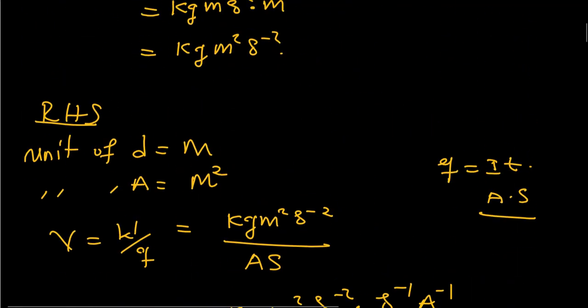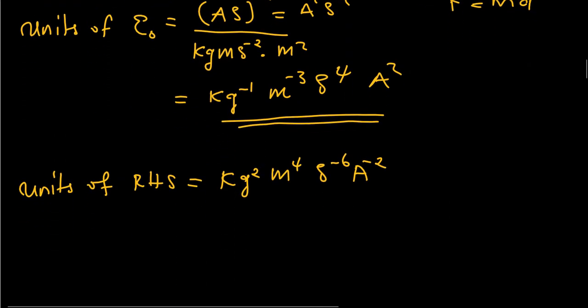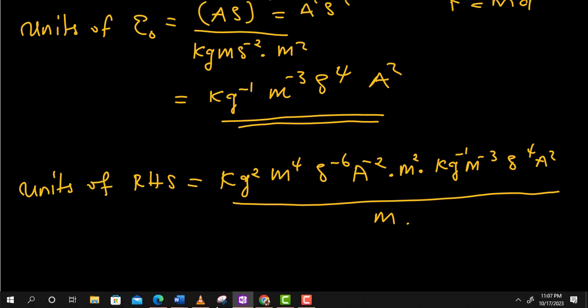So V squared will multiply epsilon naught times the area. So we are going to have times the unit of the area, which is the meter squared, times the unit of epsilon naught, which is per kilogram per meter cubed seconds to the 4 ampere squared. All of this is divided by the unit of 2d, but 2 is a dimensionless constant, and so the unit of d is the meter.